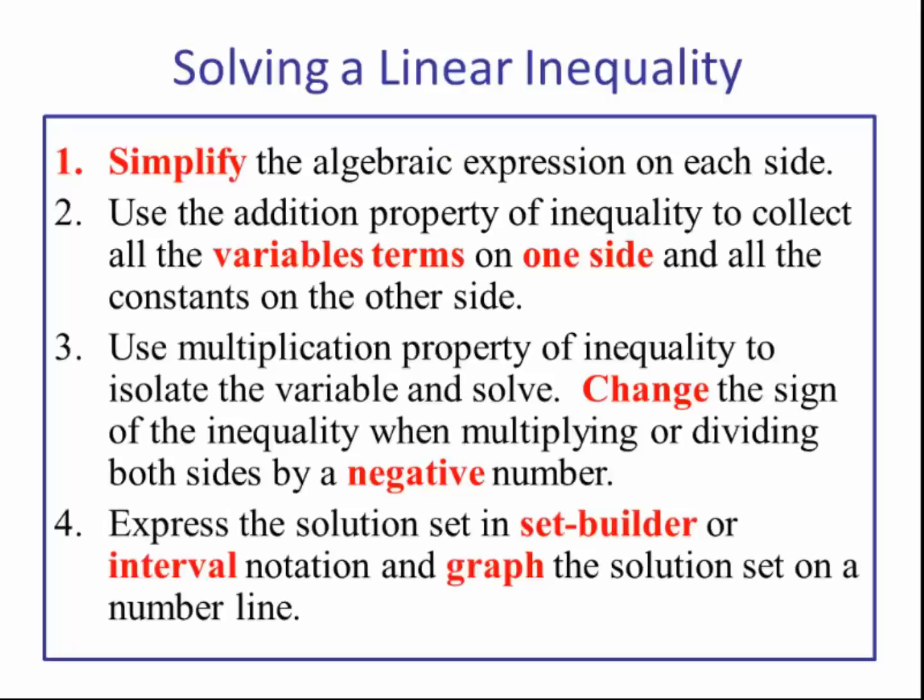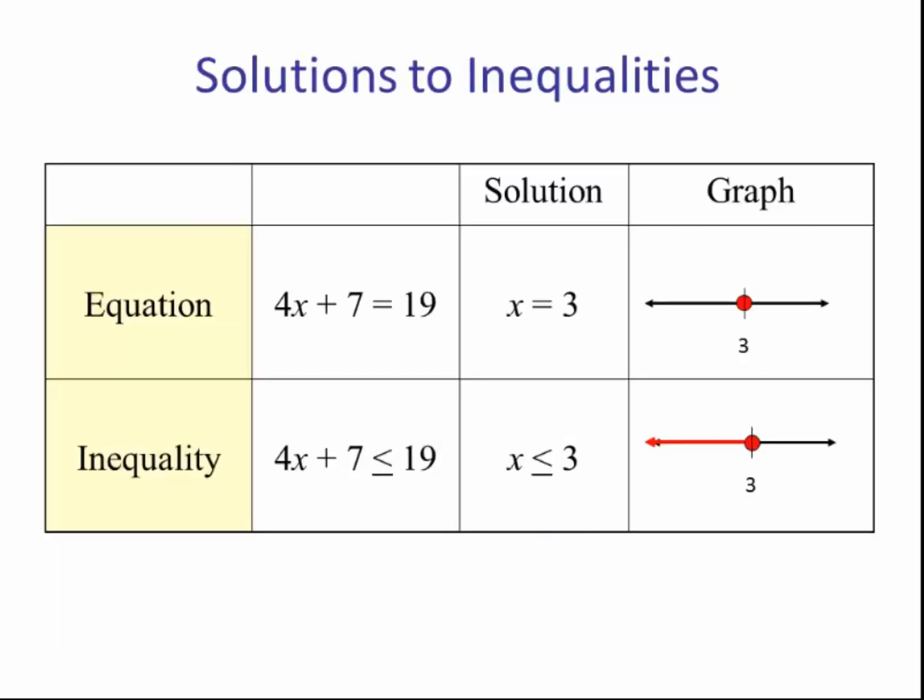Number 4, express the solution set in set builder or interval notation and graph the solution set on a number line. So here's the relationship between an inequality and an equation. An equation always has an equal sign, and in this case this equation solves to x equals 3, and this is the graph. Out of all the numbers on the number line, there is only one number, 3, that will make this a true statement.